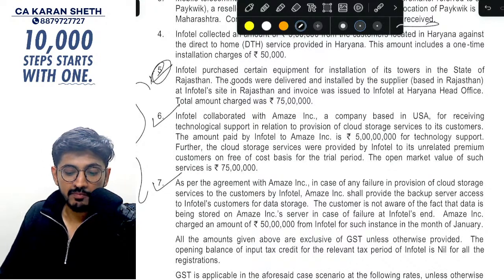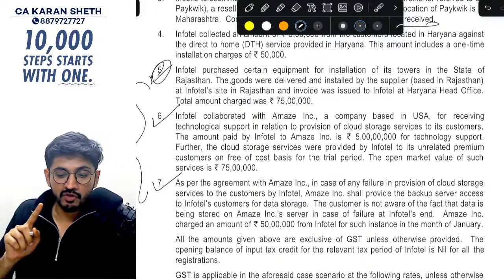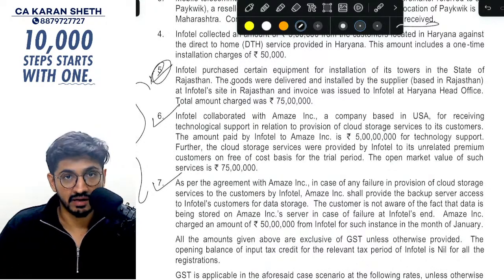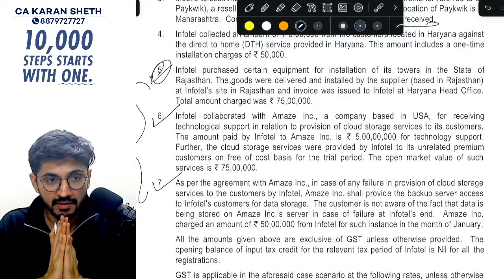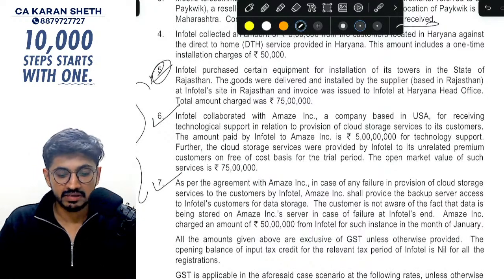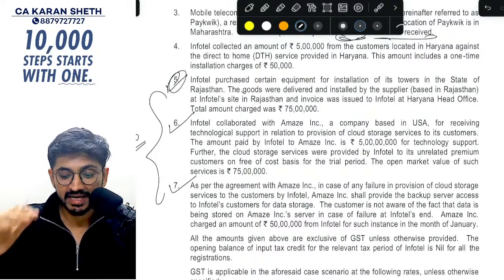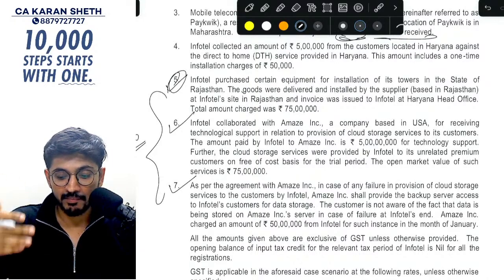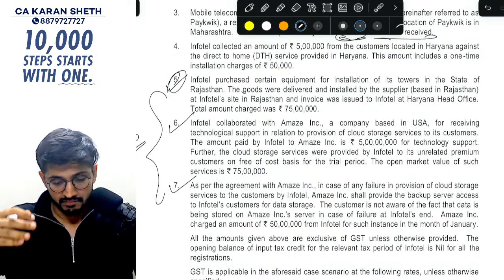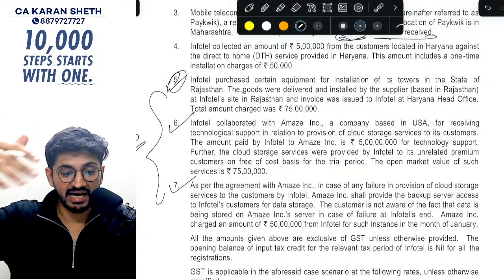Understand, Infotel purchased a certain equipment for installation of its tower in the state of Rajasthan. The goods were delivered and installed by the supplier based in Rajasthan at Infotel's site in Rajasthan.